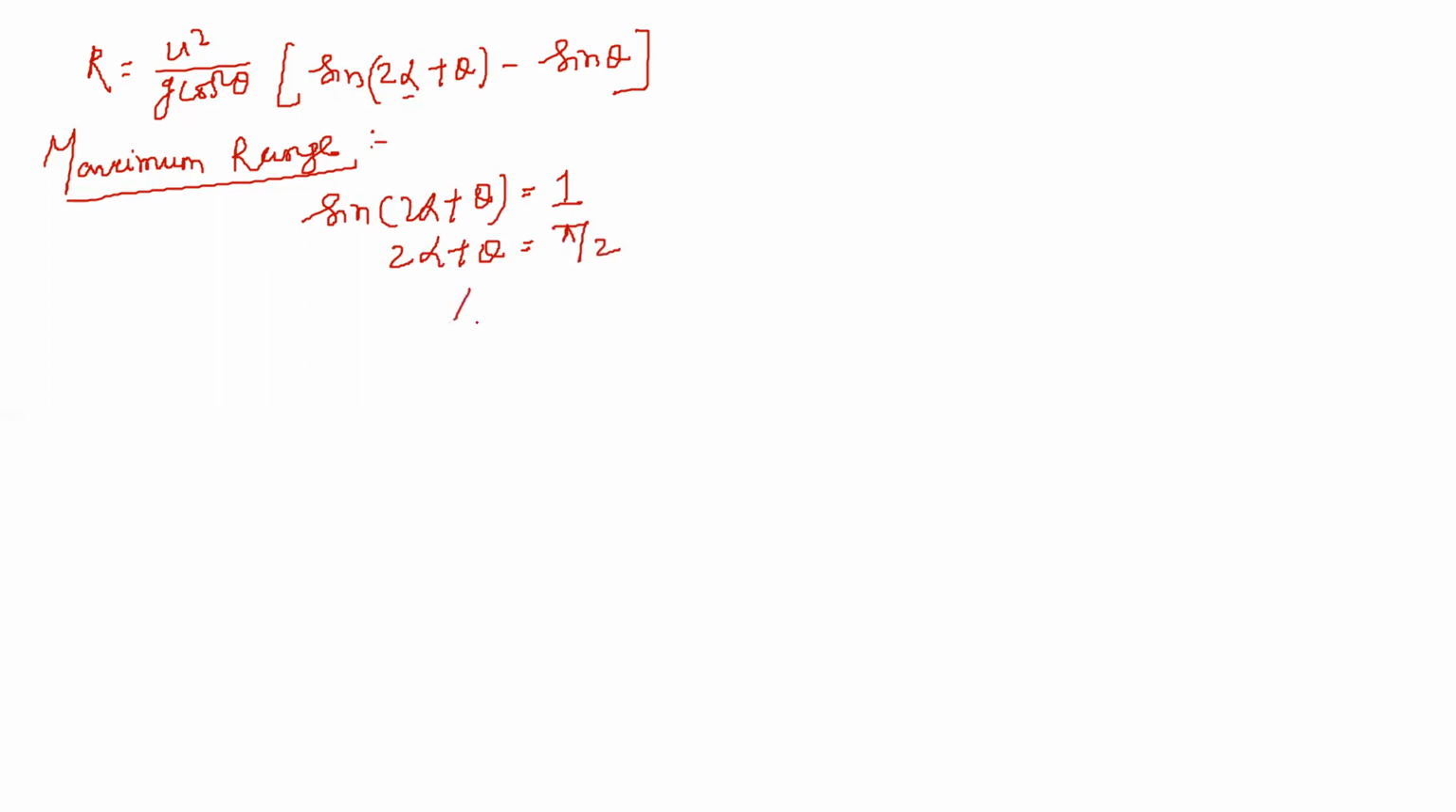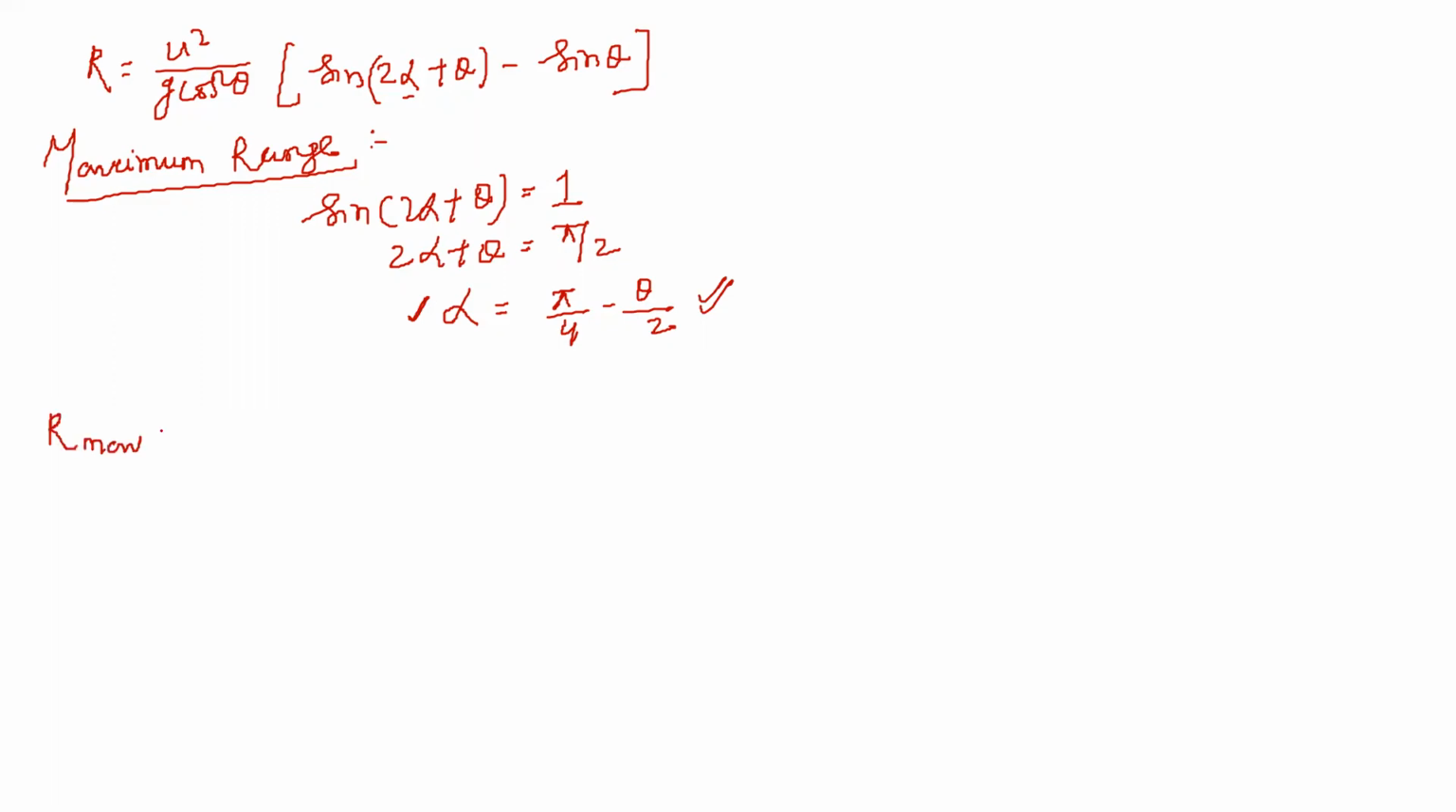So 2 alpha plus theta should be pi by 2. Then how much should alpha be? Pi by 4 minus theta by 2, because 2 alpha is equal to pi by 2 minus theta. Then only alpha is equal to pi by 4 minus theta by 2. Understood? This is the condition: if alpha has this value, then the range is going to be maximum. Then let's put the value of alpha and re-solve the equation.